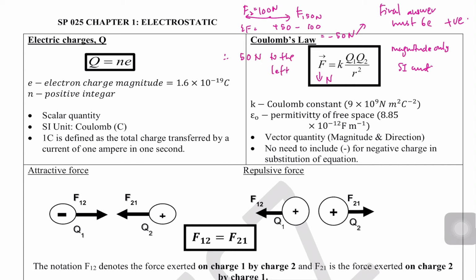Why to the left? Because I assume to the left is negative. So when I get a negative answer, it means it's to the left. But because for force we want the magnitude only, you have to put positive 50 Newton, then the direction is to the left. The negative just indicates the direction.